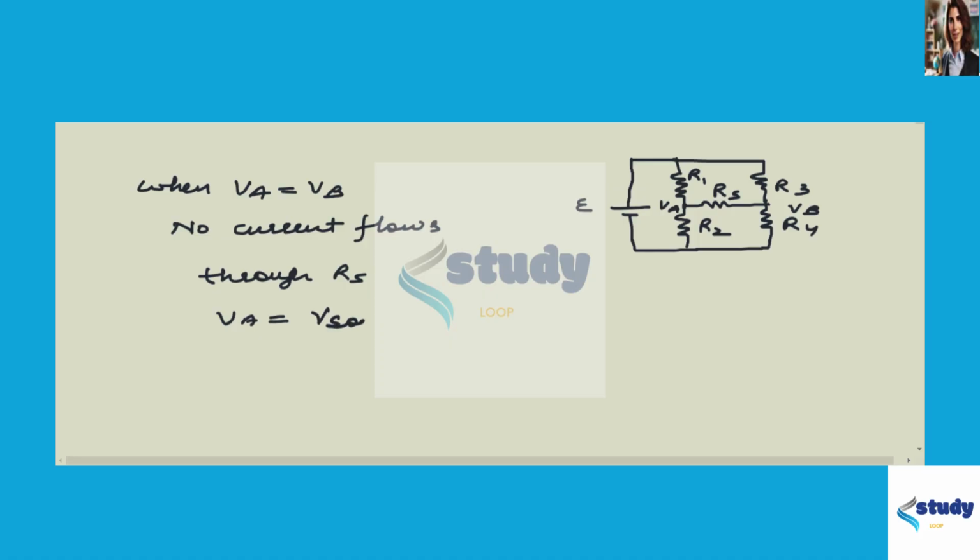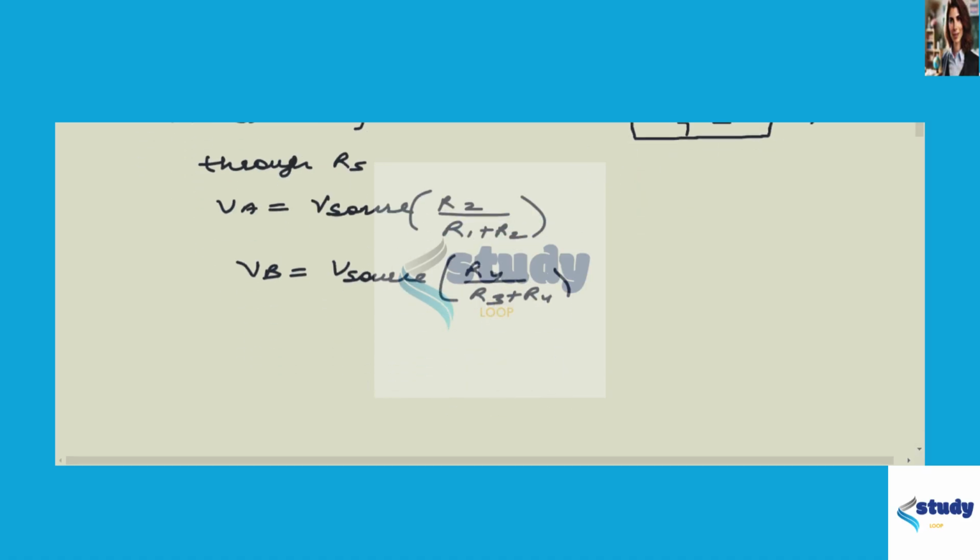So VA equals V source into R2 upon R1 plus R2, and VB equals V source into R4 upon R3 plus R4. So these two are equal as no current flows through this. So R2 upon R1 plus R2 equals R4 upon R3 plus R4.